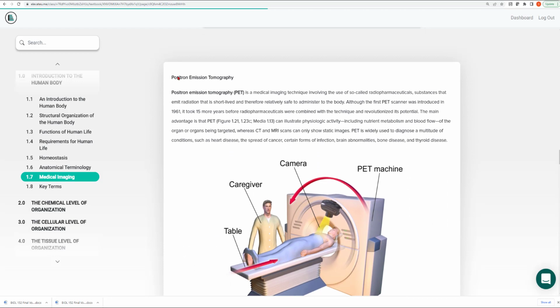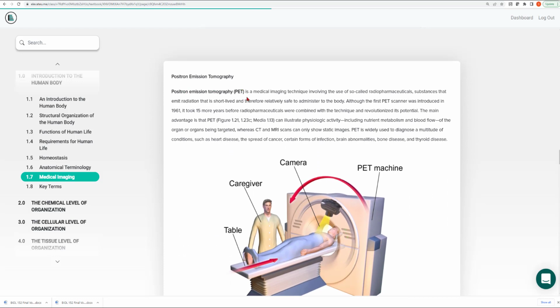Two more, friends. Two more. Next, it's PET scans.